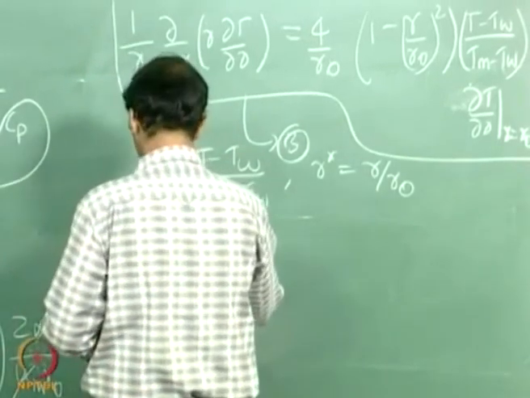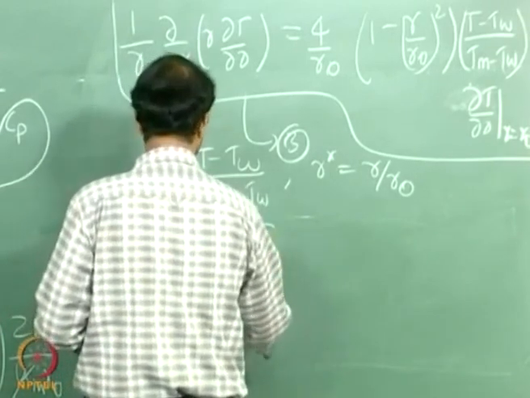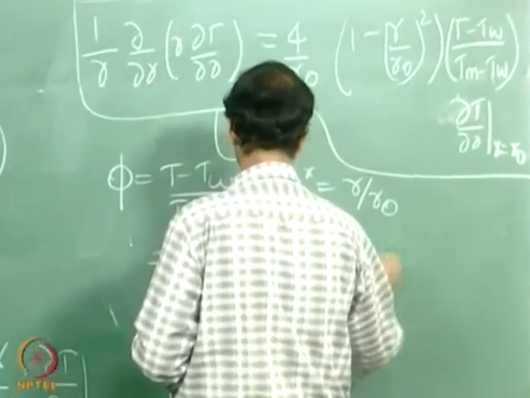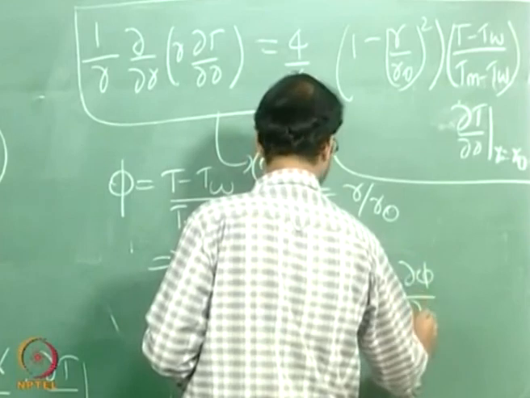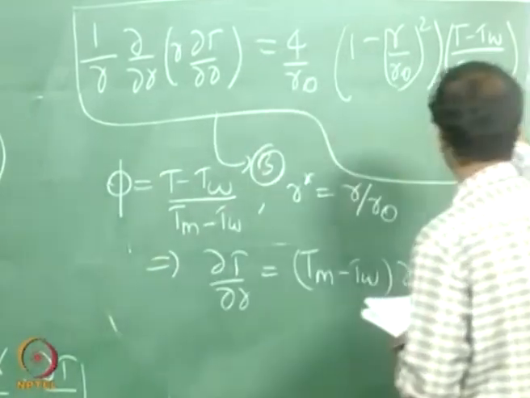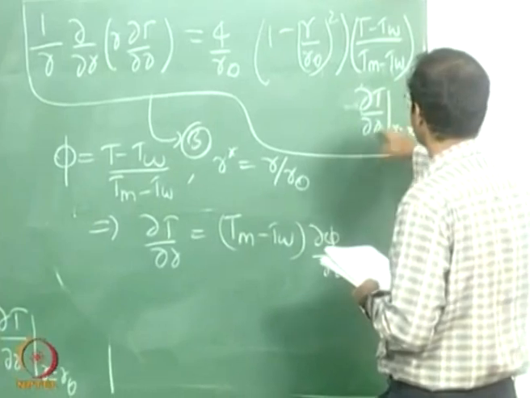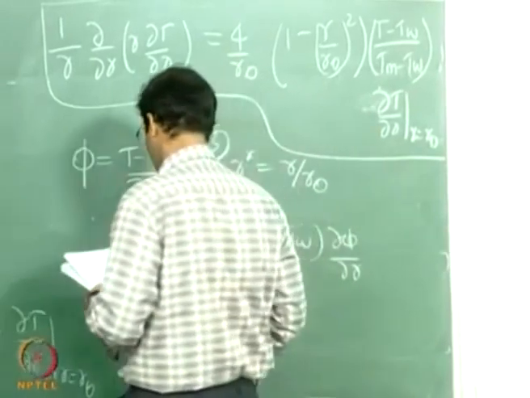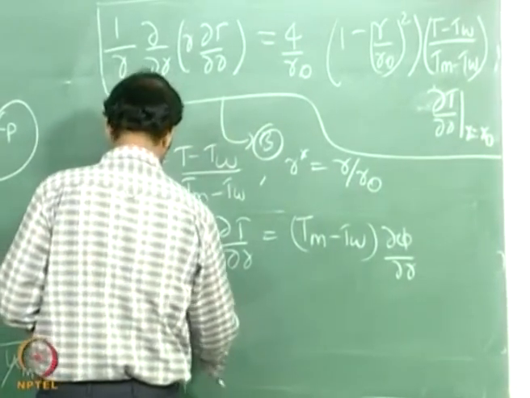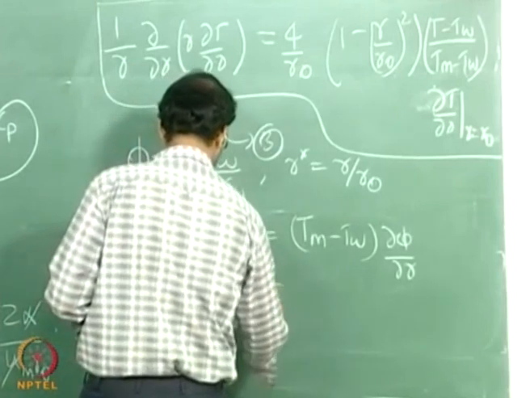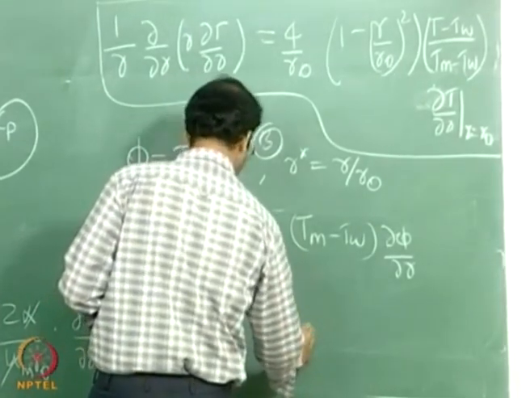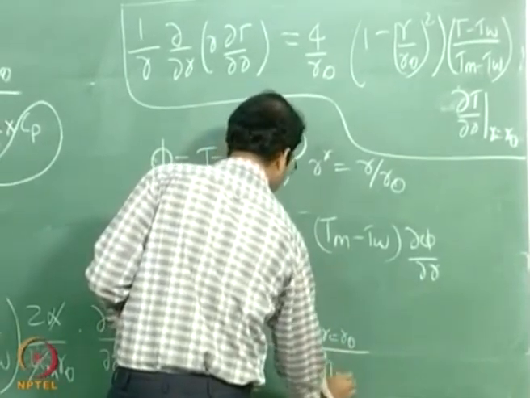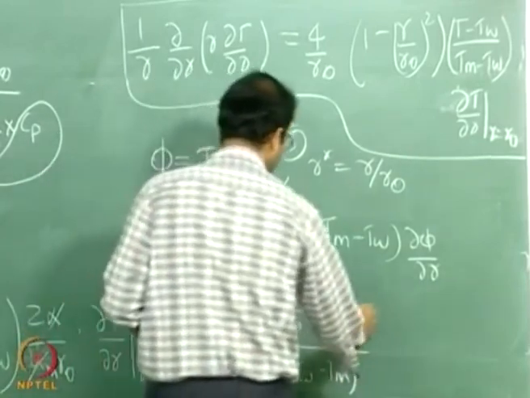So from this expression I get that dT by dr is equal to Tm minus T wall into d phi by dr. So I can substitute for dT by dr as Tm minus T wall into d phi by dr, and Tm minus T wall cancels here. I can also define my Nusselt number as dT by dr at r equal to r naught, divided by T wall minus Tm into the diameter. The diameter is nothing but twice r naught.